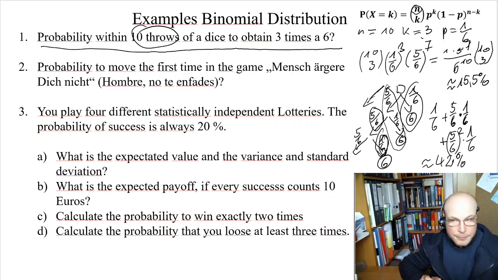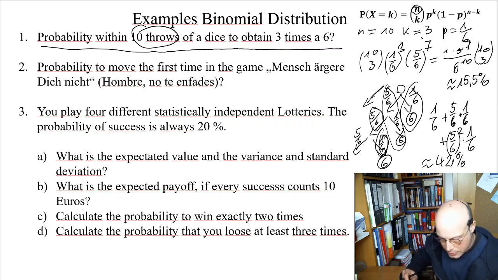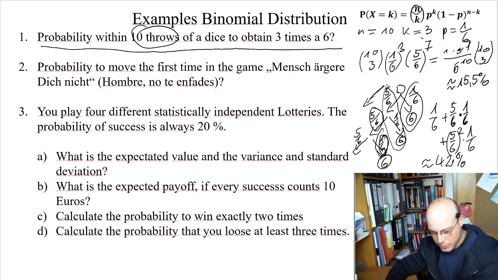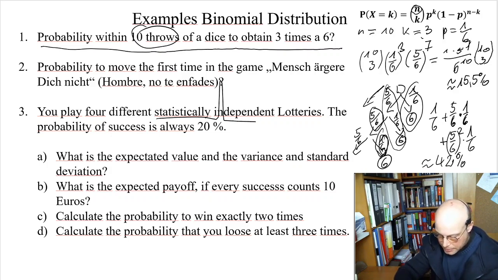Okay, then the last question here for the binomial distribution. We play 4 different statistically independent lotteries, and the probability of success is always 20%. First question, what is the expected value and what is the variance and standard deviation?